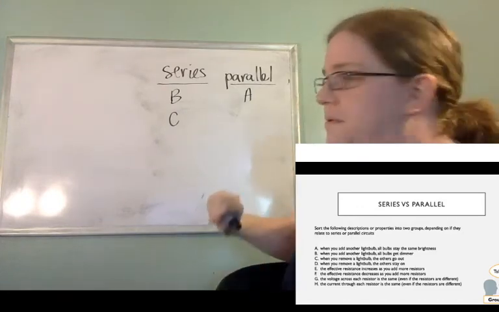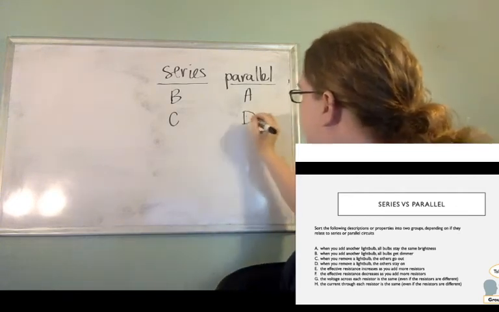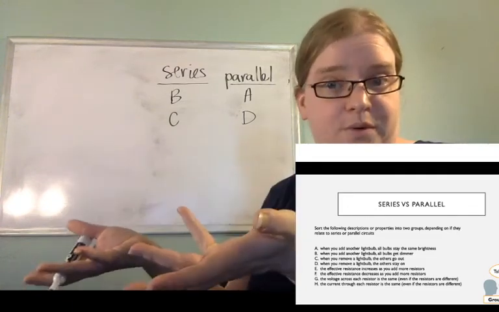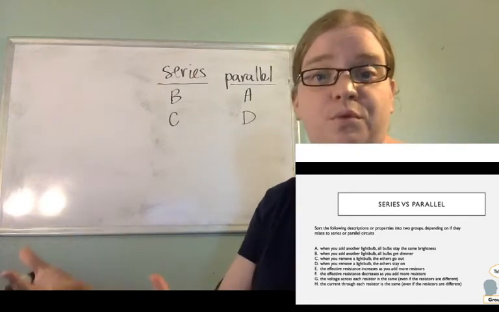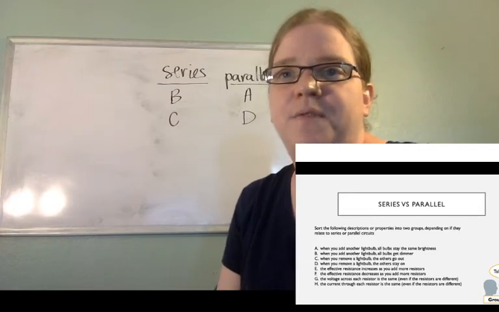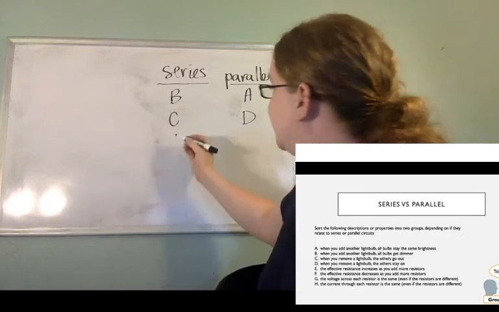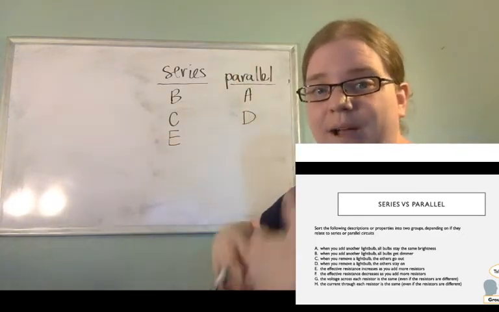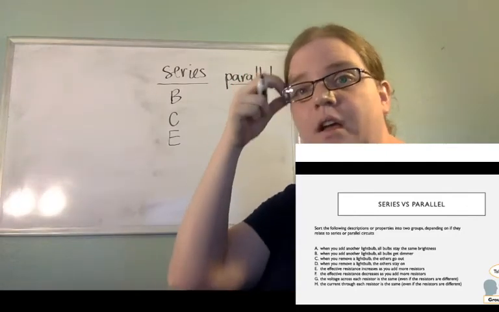So everything goes out. When we remove a light bulb, the others stay on. That one is parallel, because each light bulb creates its own loop. That's the thing about parallel: each resistor is in its own loop with the battery. E, the effective resistance increases as we add more resistors. That is going to be series, because as you add more, you're directly adding more and more resistance.